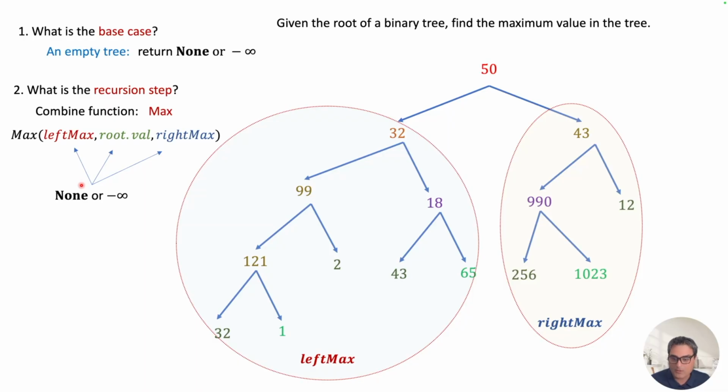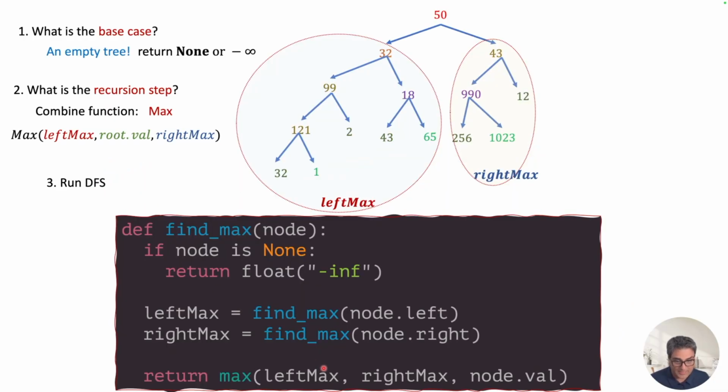All right, so let's move on to step number 3, which is nothing but DFS. Here is my DFS function. I use question number 1, my base case. If the tree is empty, I return minus infinity. At step number 2, I had 2 recursive calls. So I call find max on the left subtree. I call it on the right subtree. I store them in 2 variables. And then I combine them using the max function and I return the result. Notice how our systematic approach worked by answering a couple of questions and then using DFS.